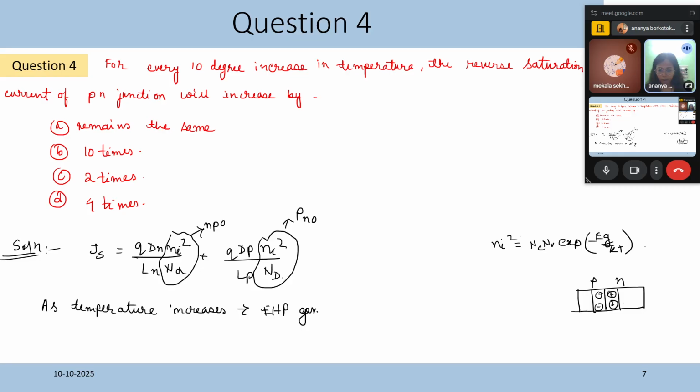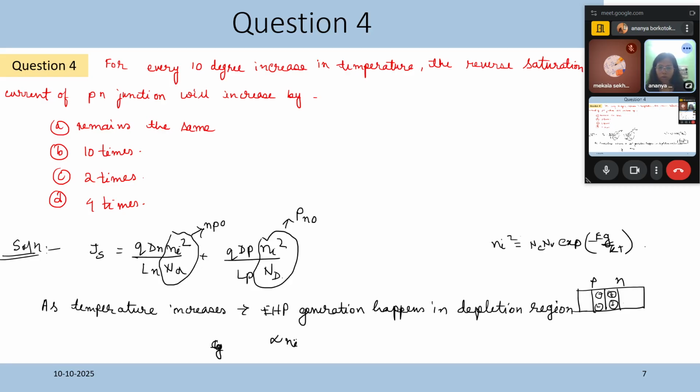EHP generation happens in the depletion region. Because the number of carriers is increasing, that's how Ni is increasing, and in that way this gives us the reverse saturation current, which is directly proportional to Ni. Because as the number of carriers increases, the current increases.